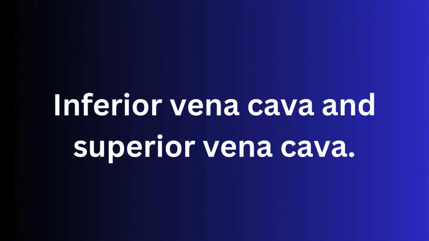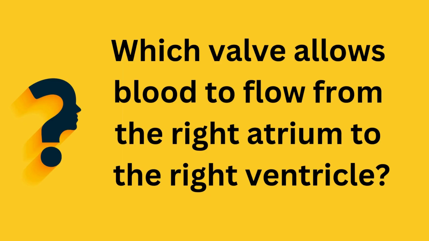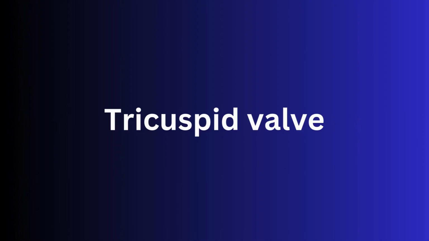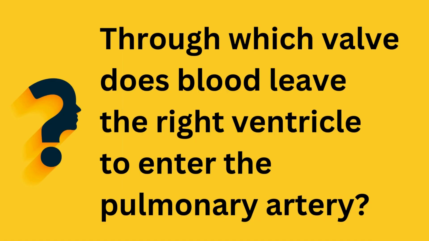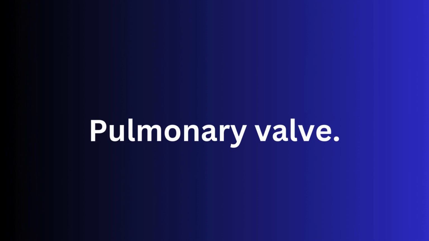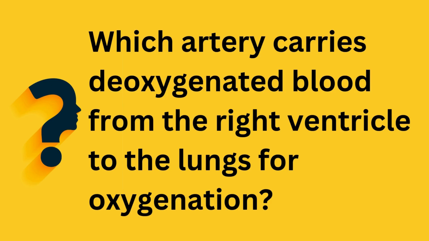Inferior vena cava and superior vena cava. Which valve allows blood to flow from the right atrium to the right ventricle? Tricuspid valve. Through which valve does blood leave the right ventricle to enter the pulmonary artery? Pulmonary valve. Which artery carries deoxygenated blood from the right ventricle to the lungs for oxygenation?